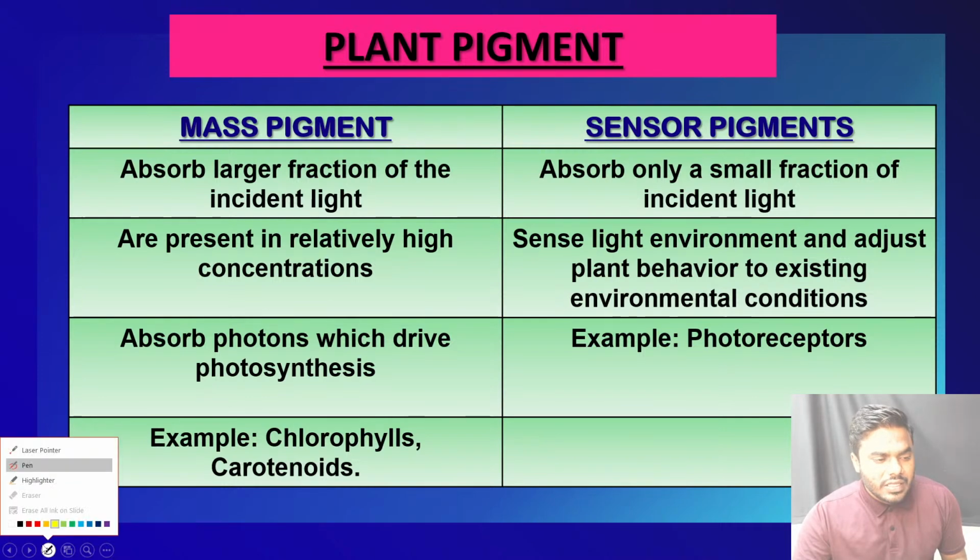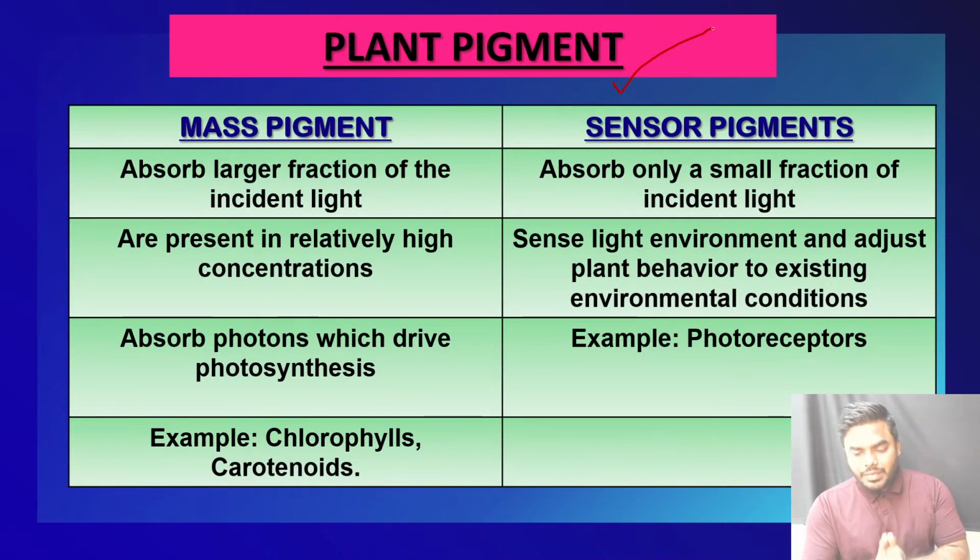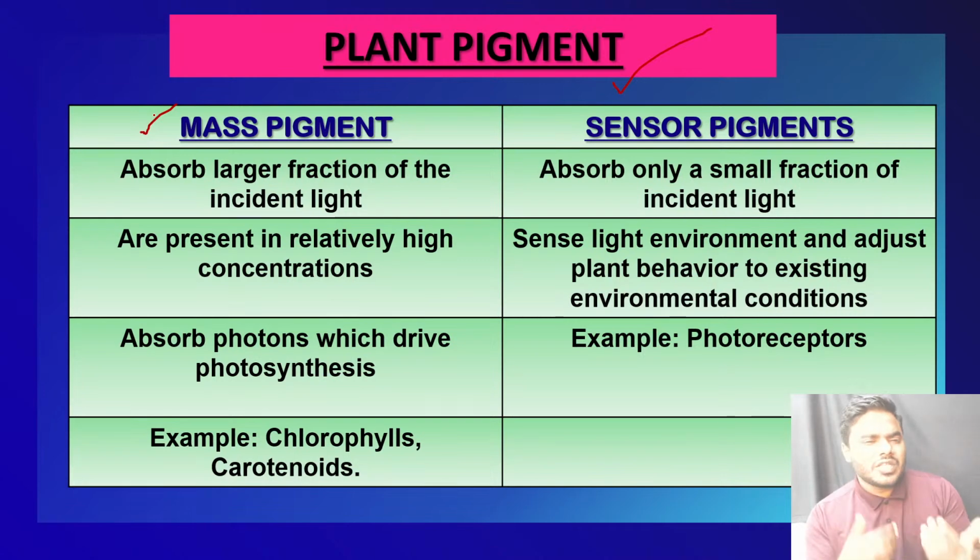So friends, the question comes here: how do we categorize the plant pigments actually? Everyone listen to me carefully, friends. The plant pigments are broadly categorized into two types. One we call the mass pigment. Friends, listen to me for 15-20 minutes. Automatically you will understand. Once we read one or two slides, we don't get a clear-cut idea.